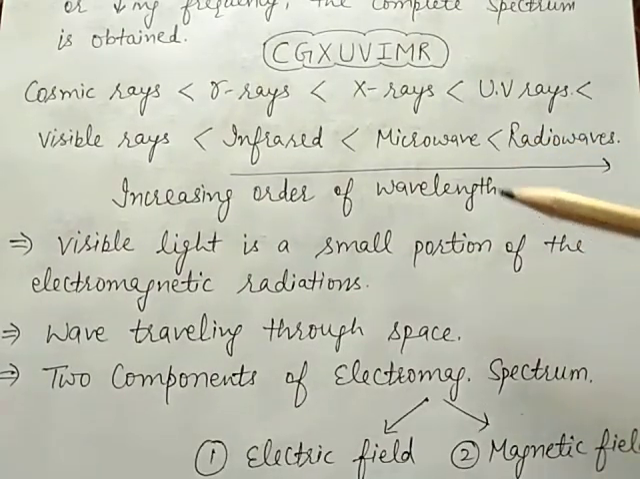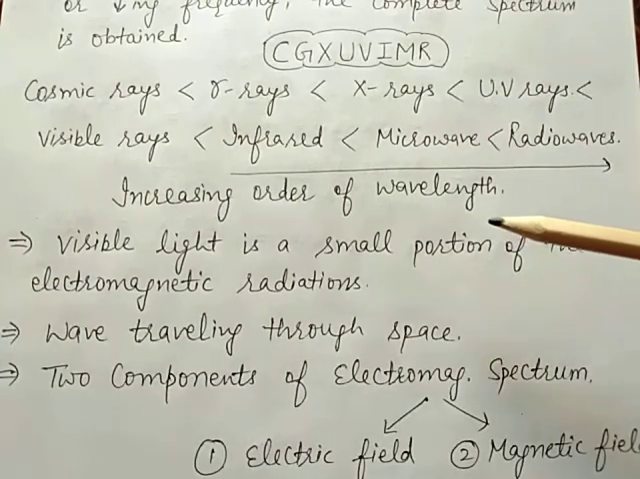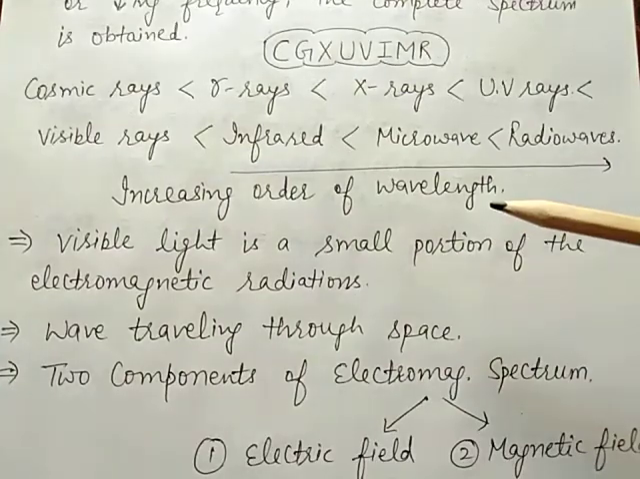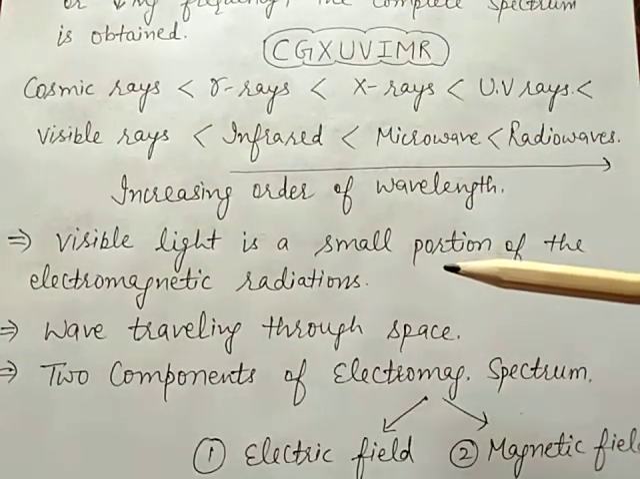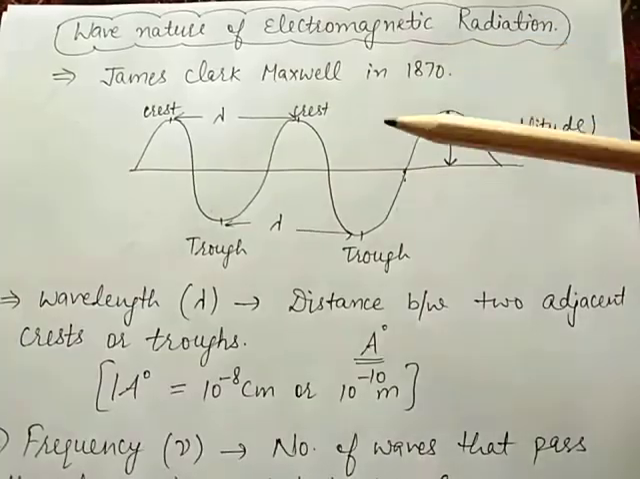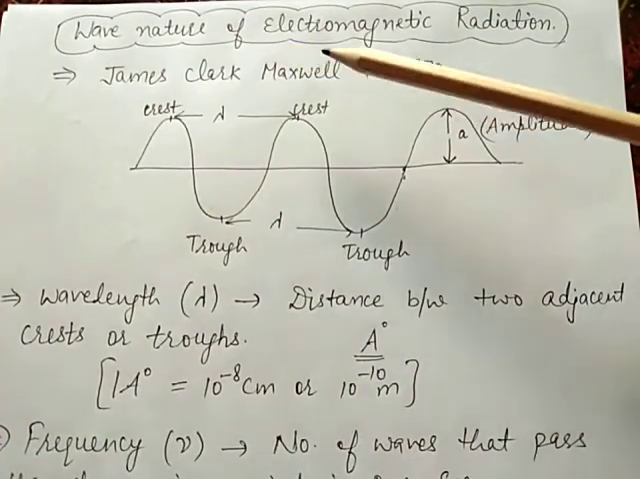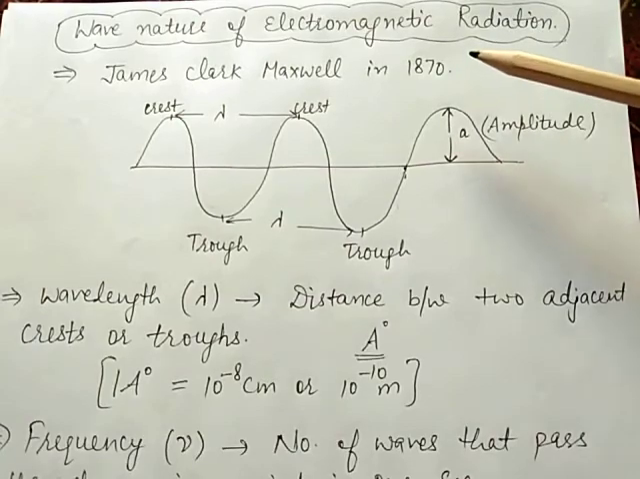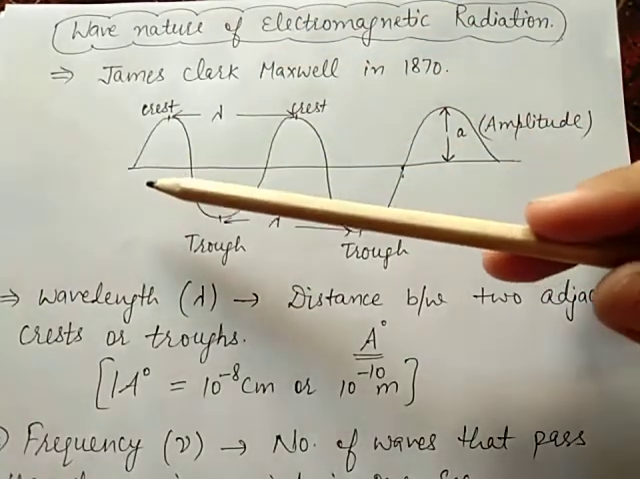Now, in order to improve the Rutherford atomic model, two new concepts play an important role. First is the wave nature of electromagnetic radiation. Now the next topic is the first point, wave nature of electromagnetic radiation. How does electromagnetic radiation behave like a wave?